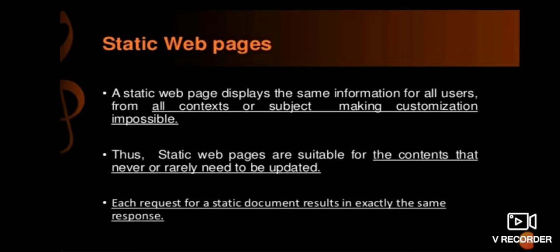A static web page displays the same information for all users from all context or subject, making customization impossible. So a static web page displays the same information for all context, to all subjects. Static web pages are suitable for the contents that never or rarely need to be updated. So each request for a static document results in exactly the same response. Static web pages give the same response to all users.